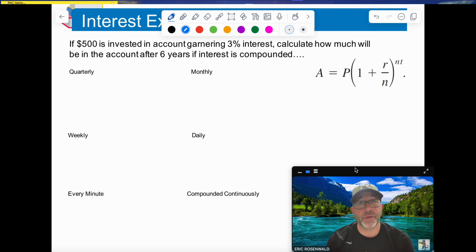Invest. Don't just leave money sitting in a checking or savings account. Put it into some sort of account, a retirement account that earns more than your 0.1% interest that's sitting in your checking and savings account.